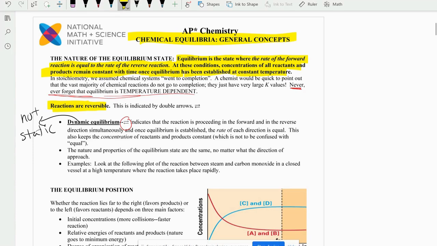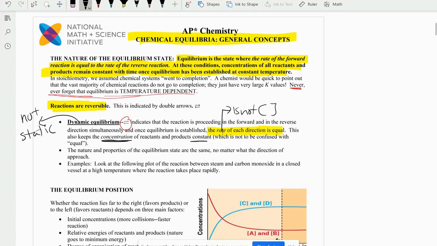And it's important to note that the rate of each direction is going to be equal. The rate. Remember, we did rate laws. So don't confuse rate with concentration, okay? It's related, but rate is not concentration. This also keeps the concentration of the reactants and products constant. So now, once we do get the constant rate, or once the rate is equal, then we know that the concentration of the reactants and products are going to be held constant.